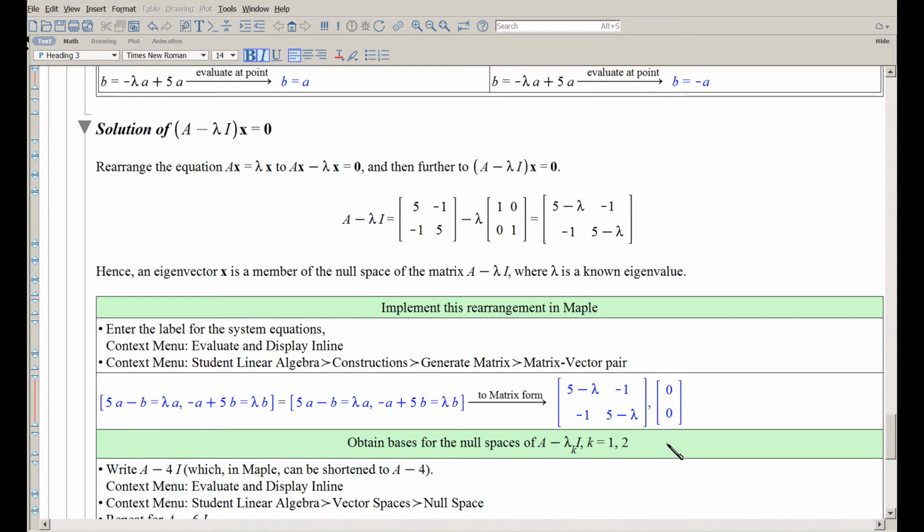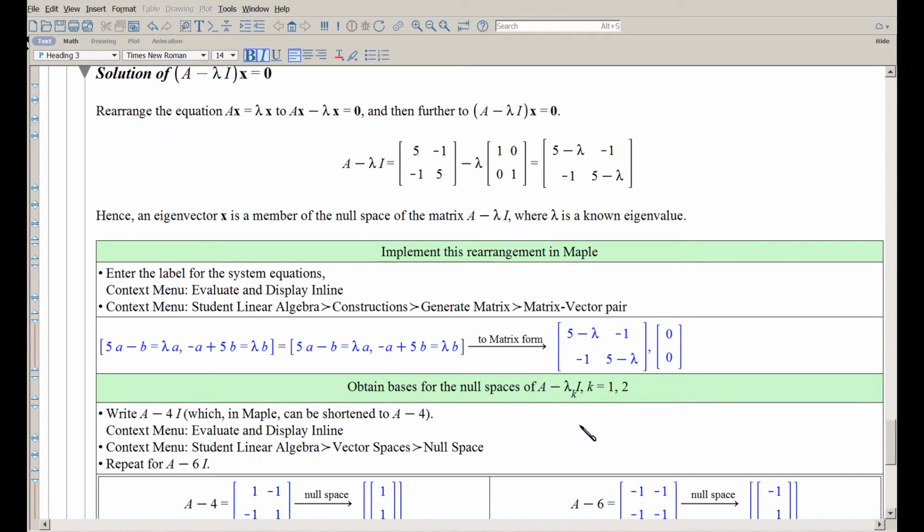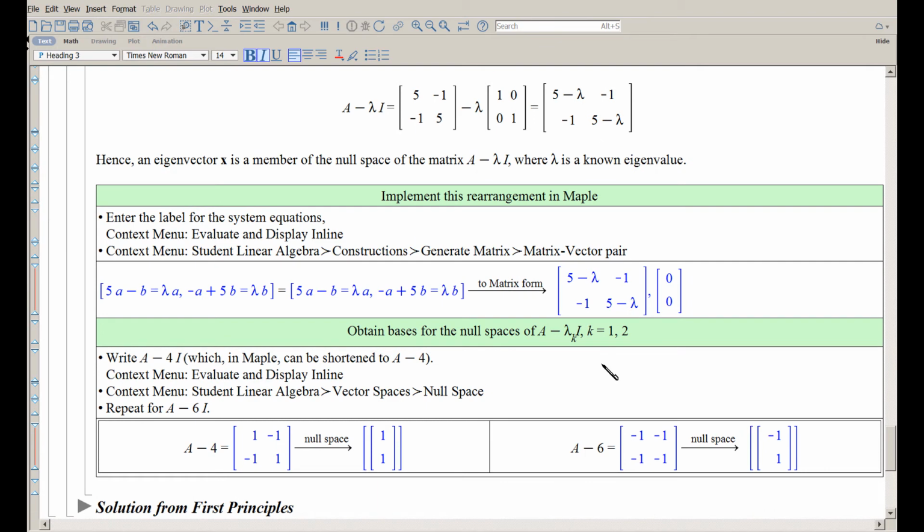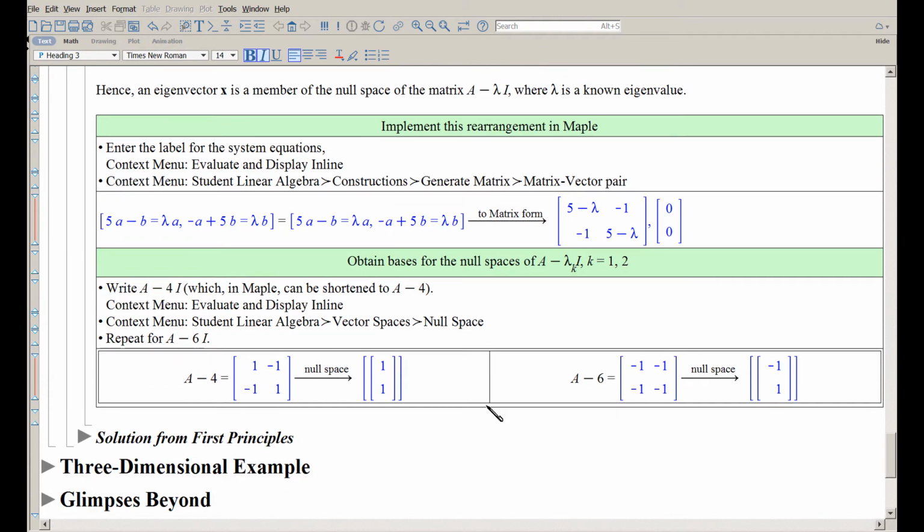So that's the right hand side. Right hand side is 0. This is called the characteristic matrix. And since you are solving a set of homogeneous equations, then you are looking for the null space of A minus lambda I.